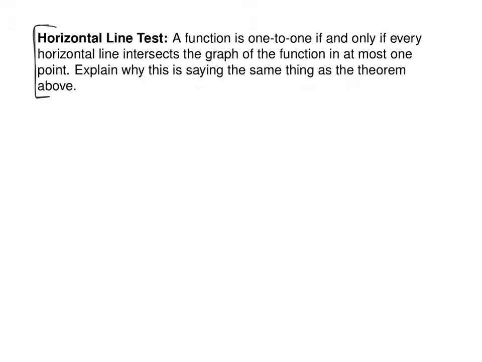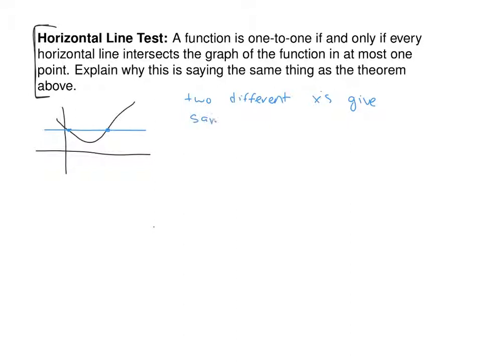So a function is one-to-one if and only if every horizontal line intersects the graph at most once. And so here's why it's the same thing as the theorem above. Suppose you had a picture that looks like that. And if you have a horizontal line that hits it in two places, that means that two different x's give the same y. And that means it's not 1 to 1.